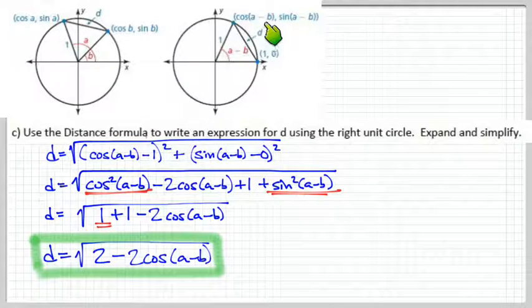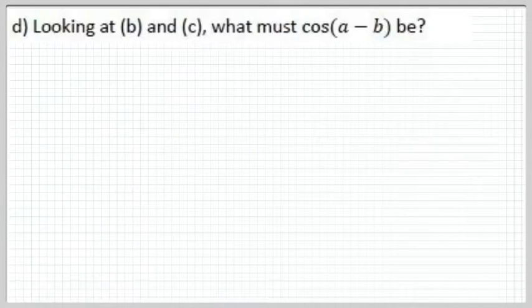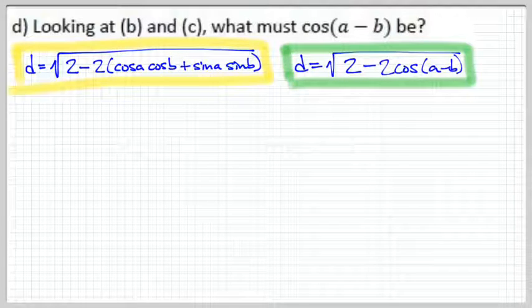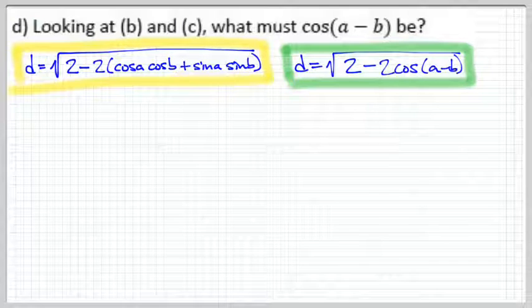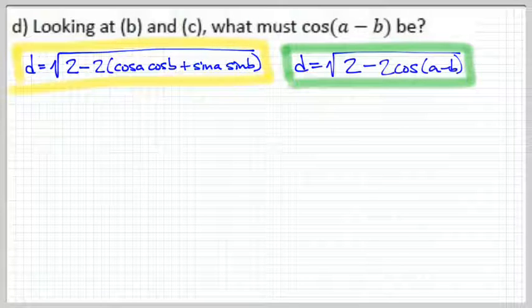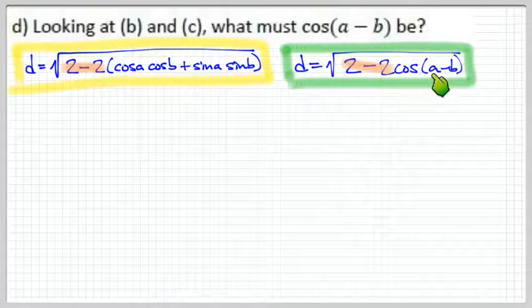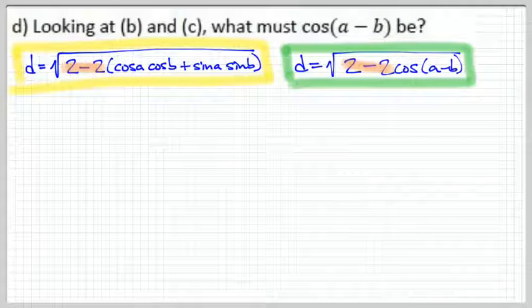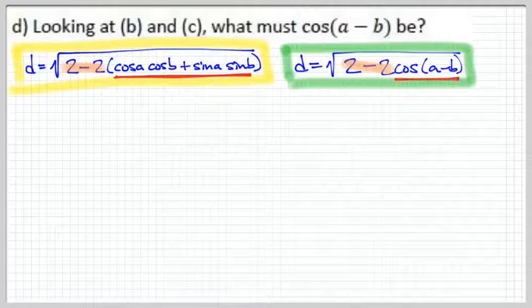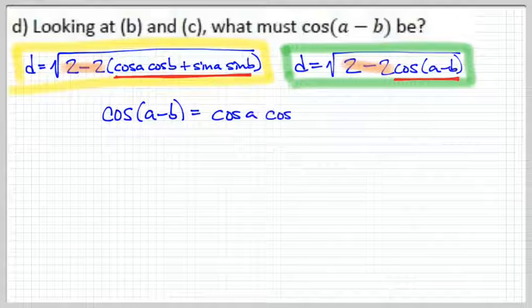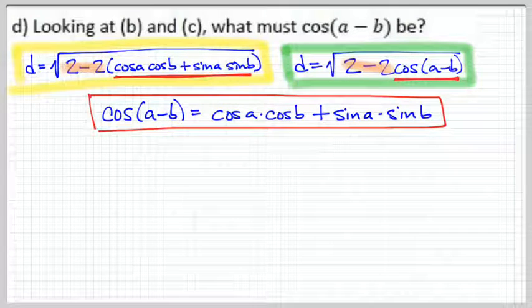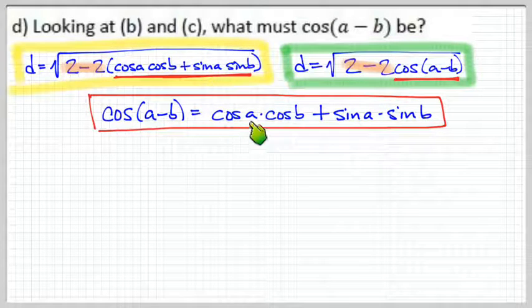Okay, so now I have the equation for D expressed using this circle. Now, when I look at the two together, these are the two distances that I just figured out. And notice here that the square roots are the same. The 2 minus 2 times portion is the same. The only difference is this piece right inside here. So those pieces actually must be the same. So we can say that the cosine of angle A minus angle B is equal to this expression here.